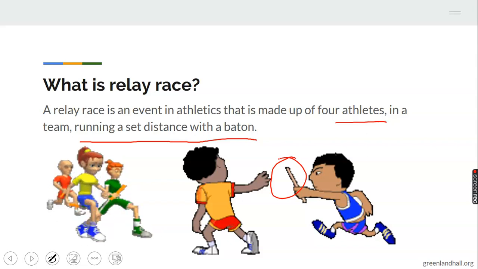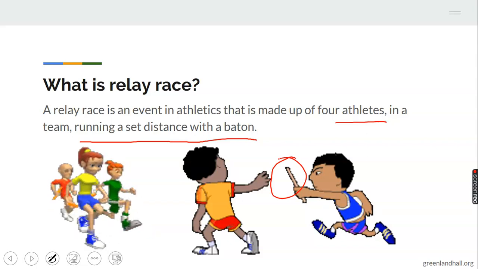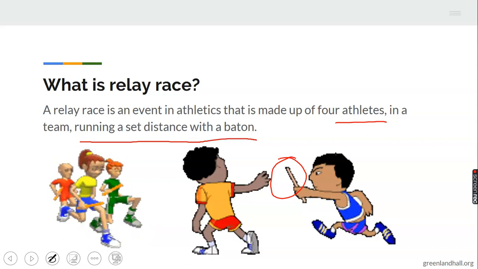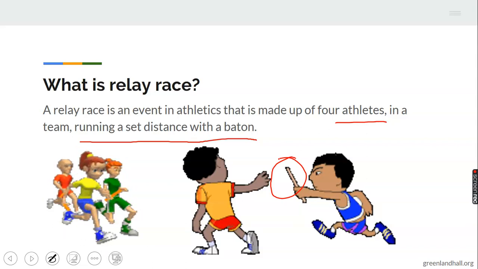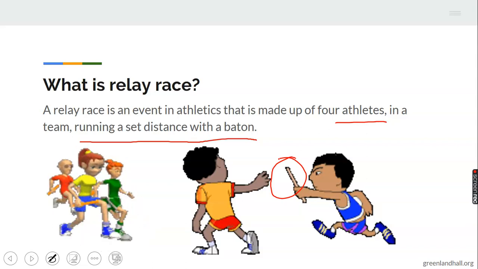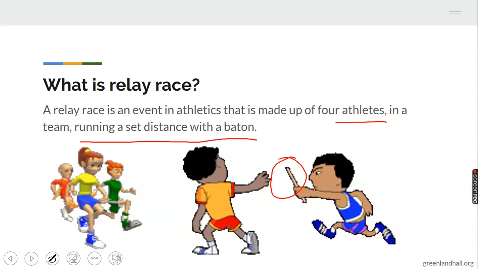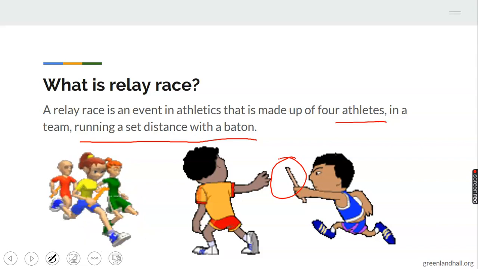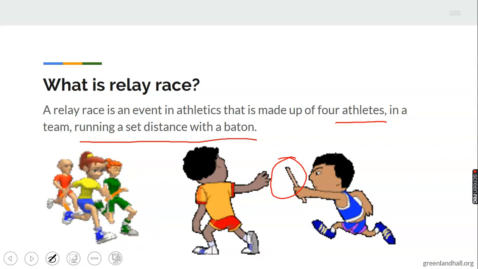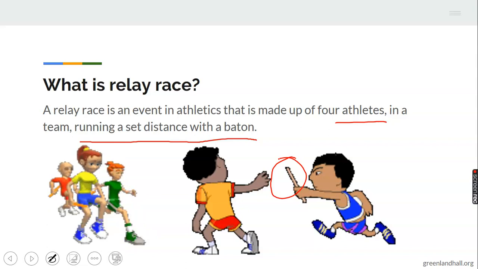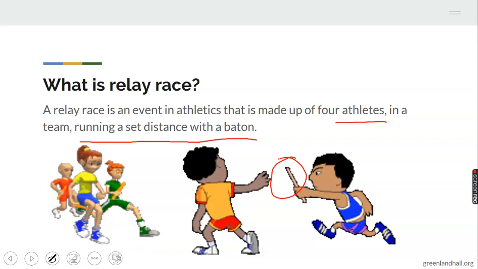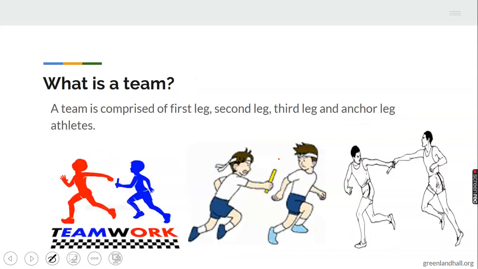So a relay race is an event in athletics that is made up of four athletes. The people that participate in that race are called athletes in a team. So one team comprises four athletes. They run a set distance. They don't just run like a normal race. They run using a baton.